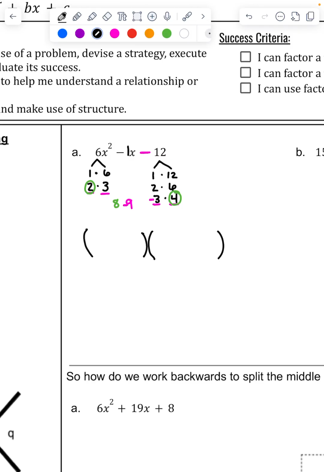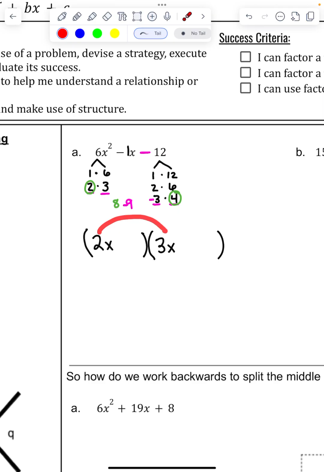So I'm going to take, and I need the 2, and we're going to put the x, because my first term has that x squared on there. So I'm going to put my 2x and my 3x. And to double check I did it right, I know that I'm going to have to multiply my first term and my first term, and my first and my last. 2x times 3x does give me 6x squared. So we're looking good so far.